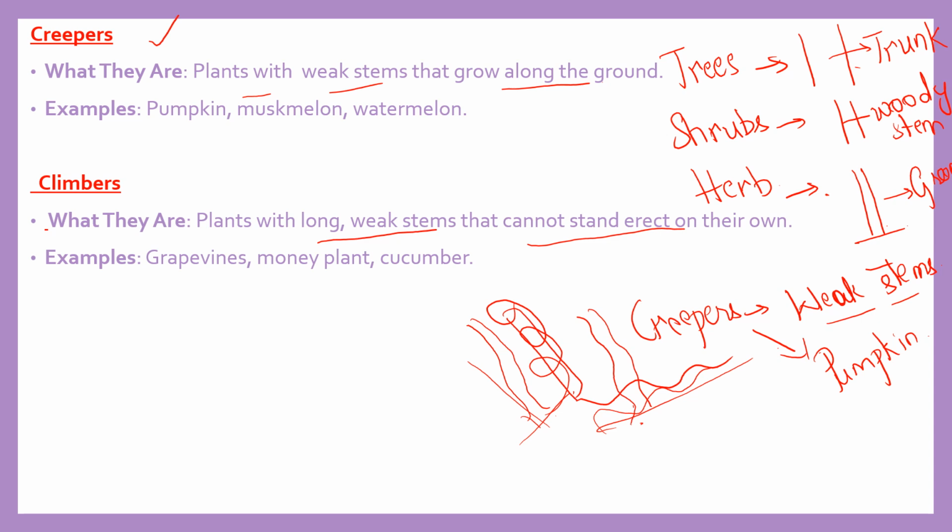Then what are the examples of that? Grapevines, money plant, cucumber. You remember that fox and grape story, right? You will see there, grapes will be hanging from the top and the fox will be trying to reach it. So that's called climbers. Now we are done with, yes, types of plants. As you can see, this difference is all around the stem mostly, right?